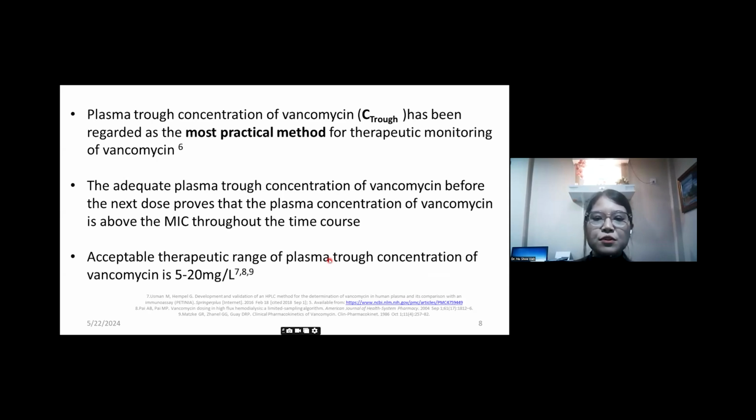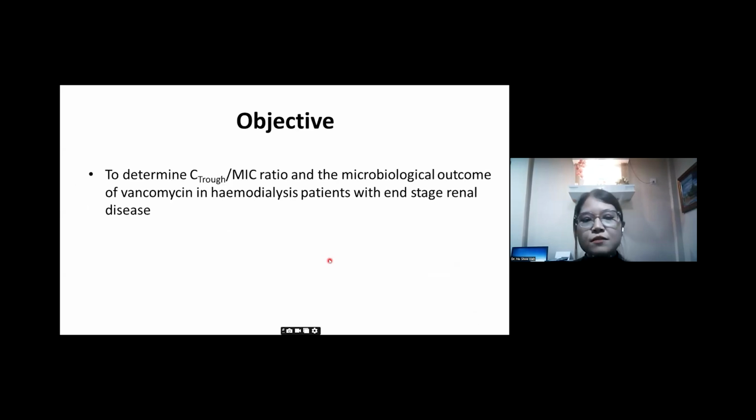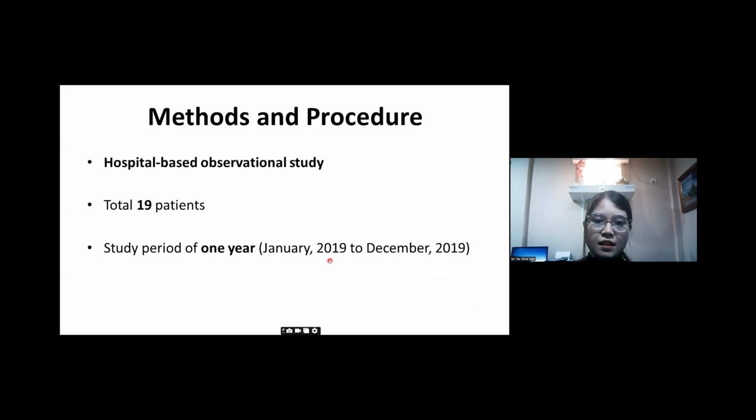The acceptable therapeutic range of plasma trough concentration of vancomycin, according to the references, is 5 to 20 milligrams per liter. The objective of this study is to determine C-trough MIC ratio and the microbiological outcome of vancomycin in hemodialysis patients with end-stage renal disease. This is a hospital-based observational study done in 19 patients within a study period of 1 year, January 2019 to December 2019.